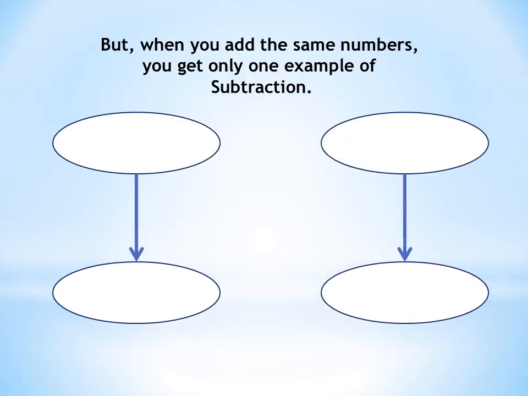But when you add the same numbers, you get only one example of subtraction. For example, 3 plus 3 is equal to 6. We get only one subtraction. 6 minus 3 is equal to 3.